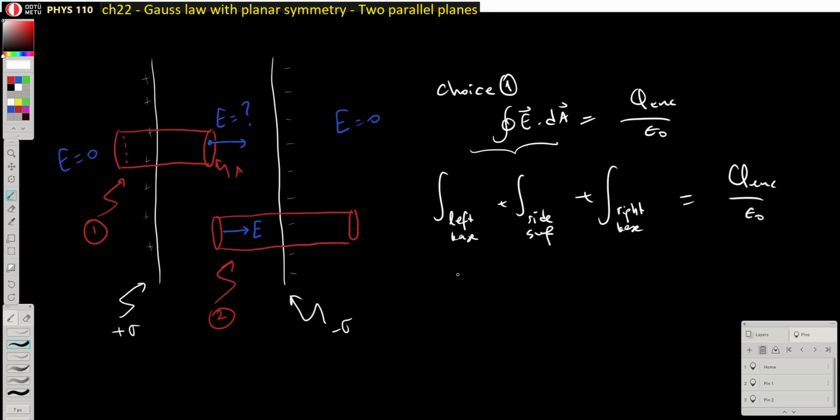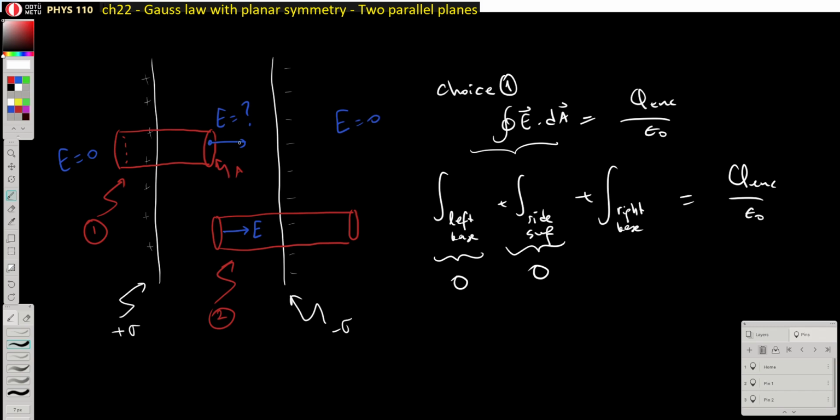On the left base, first of all, let's start with the side surface. The side surface integral is always equal to 0 because the electric field is parallel to the side surface. So therefore, there's no flux. The electric field in here is not going to produce any flux. On the left base, I'm talking about this surface in here, there is no electric field. So because of that, there is no flux from the left base.